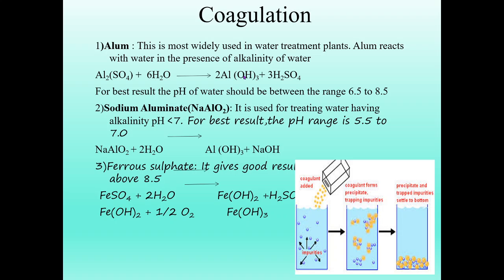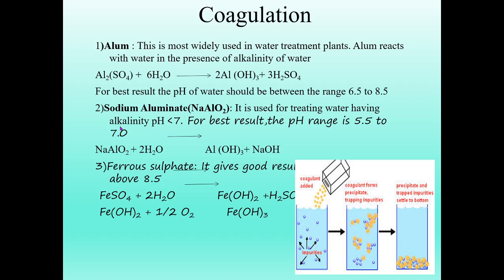This is your aluminum hydroxide. This reacts with the water to form this particular floc. You see the acid is formed, because when we use this alum as a coagulant, it makes the water acidic in nature. For best result, the pH of water should be around in the range of 6.5 to 8.5.